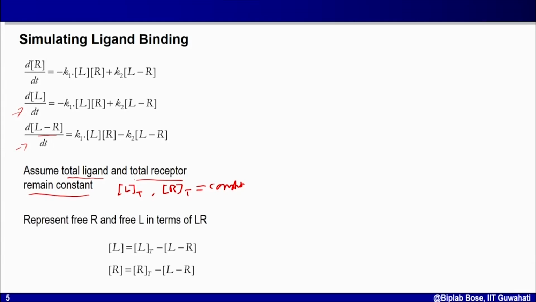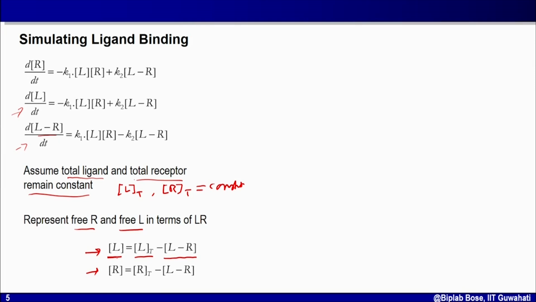So if I have assumed that these two things are constant, then I can represent free R and free L in terms of these algebraic equations given here. The concentration of free L will be equal to the total concentration of the ligand minus the concentration of the complex, because that complex has sequestered some amount of ligand. So the concentration of the complex should be deducted from the total concentration of the ligand. That will give me the concentration of free ligand. Similarly, the concentration of free receptor should be equal to the concentration of total receptor minus the concentration of the complex, because that complex also has receptor in it.